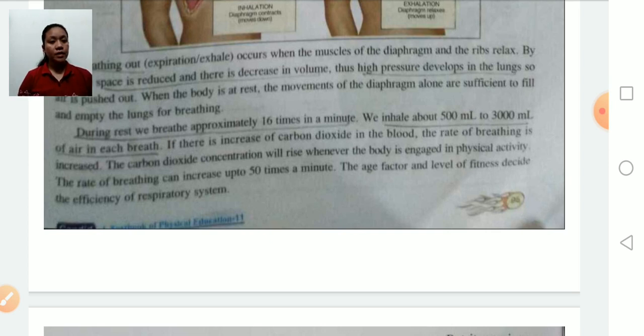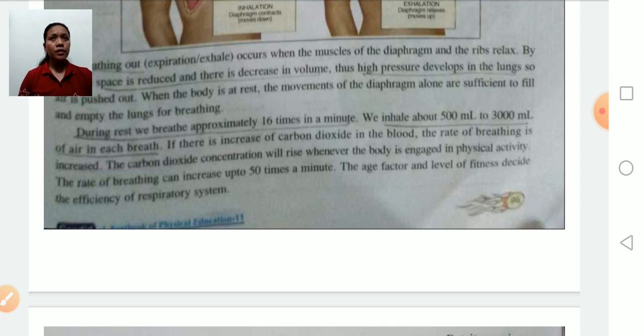The carbon dioxide concentration will rise whenever we do physical activity. Whenever we do physical activity, more energy is required. When we do physical workout, during energy release, the carbon dioxide is released.